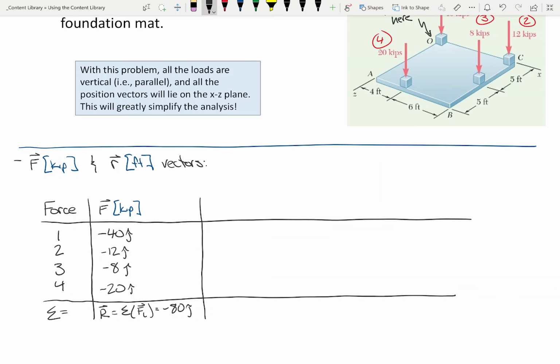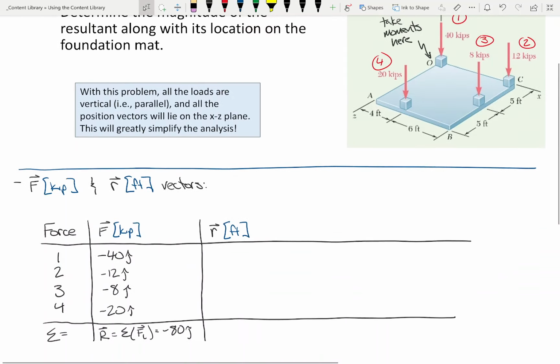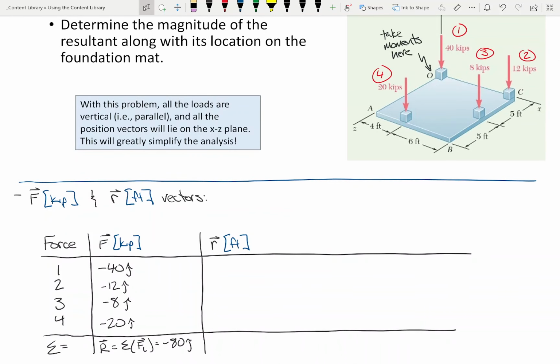All right, now let's do the R vectors. Okay, this first one's kind of interesting. So the R vector, let's look at point 1. We're taking moments at the origin. How far is it from the origin to the line of action of force 1? Trick question. Nothing, right? There is no distance. So what is the vector? It's just 0, like 0i plus 0j plus 0k.